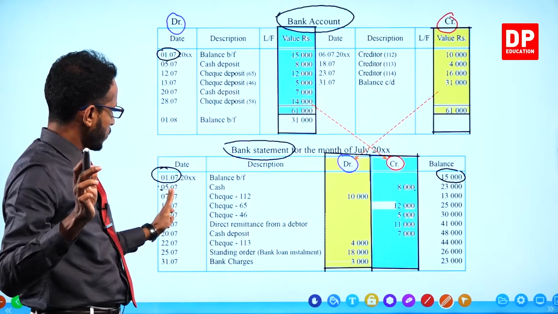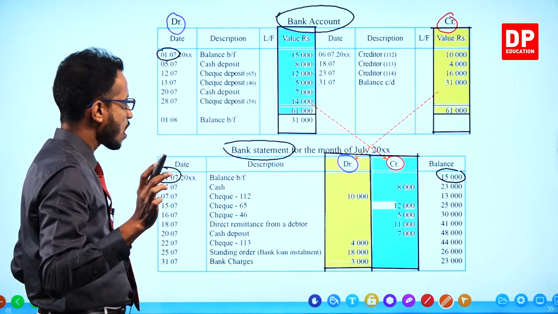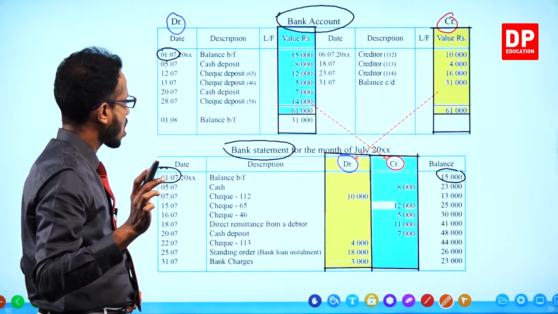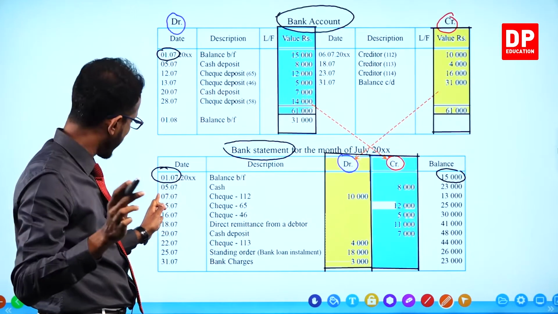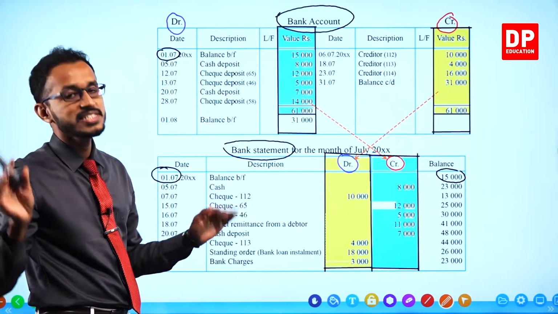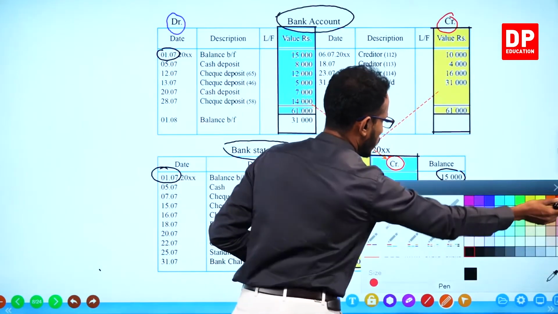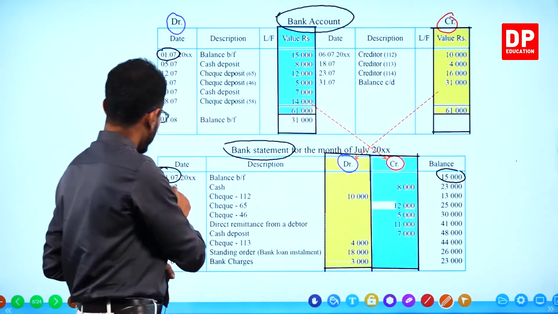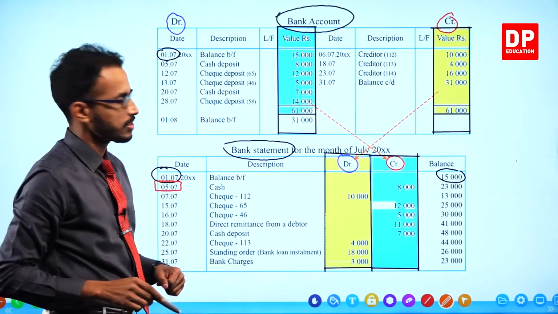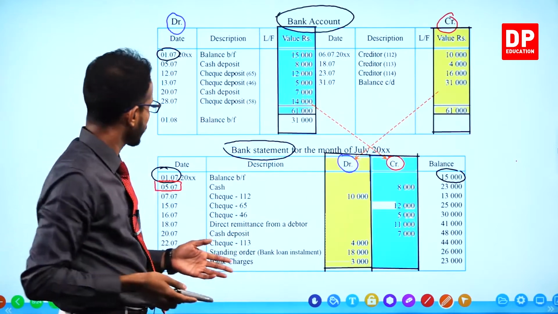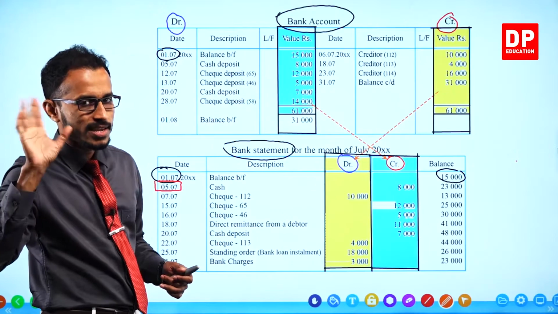The date, children, is not always the same. Date is not always the same. So I'm going to red circle it. Circle it in red, because I want you to remember that the date is not always the same.